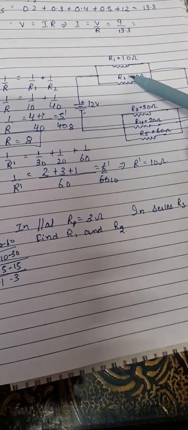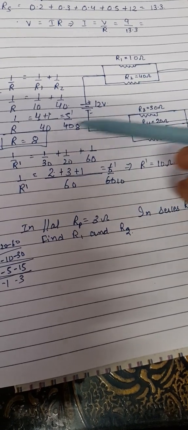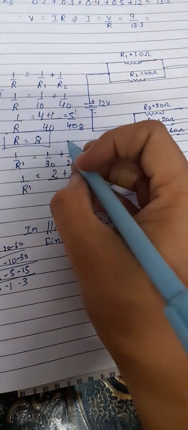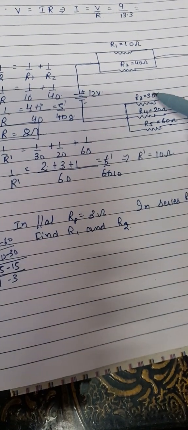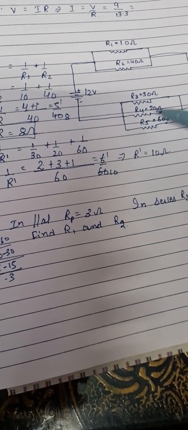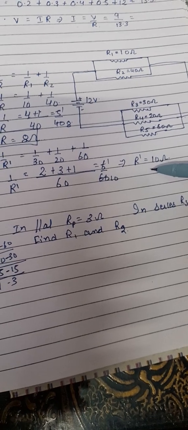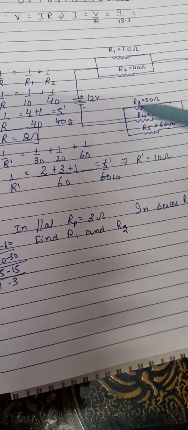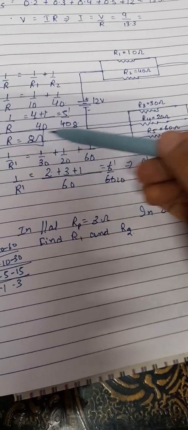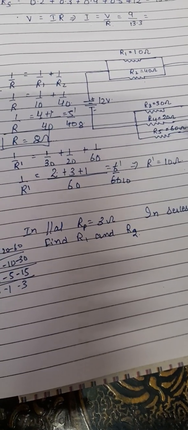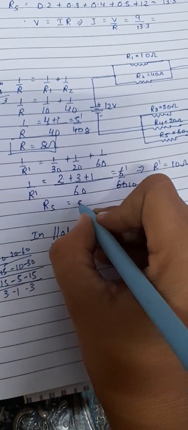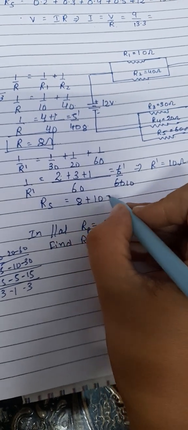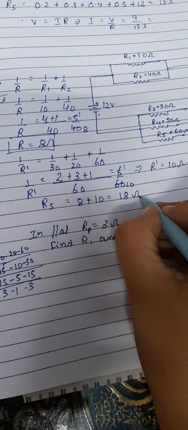Now there is only one resistance, that is 8. Here the resistance units are ohm. Here is also ohm. By solving this parallel combination, there is again one resistance, that is 10 ohm. Now these two resistances, 8 and 10, are in series. For series, we add these two terms directly, 8 plus 10, which becomes 18 ohm.